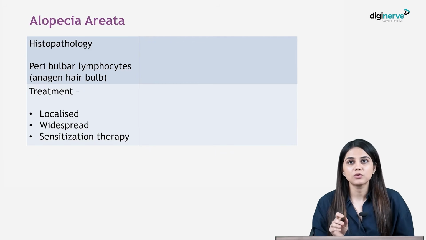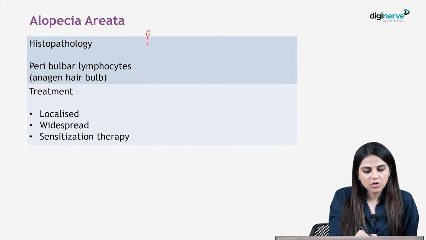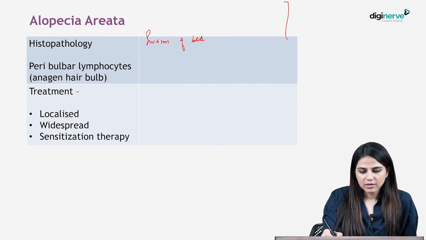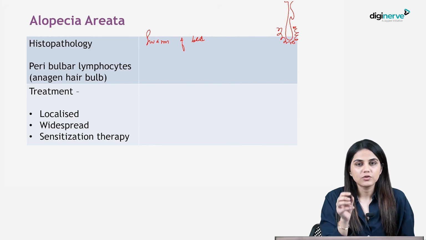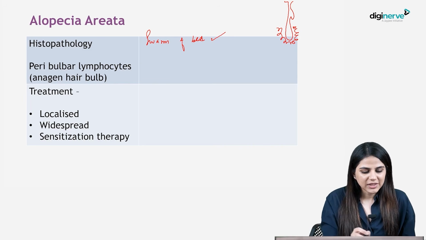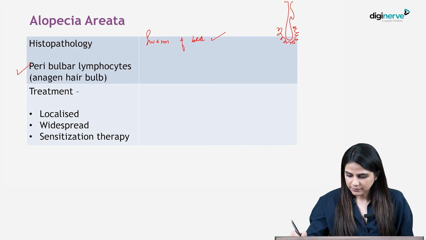So what is the histopathology? The classic histopathology is, look for this word here, swarm of bees appearance. What is swarm of bees appearance? The hair follicle has a lot of lymphocytes surrounding it. So lymphocytes surrounding the hair follicle give a swarm of bees appearance here. Peribulbar lymphocytes around an anagen hair bulb.